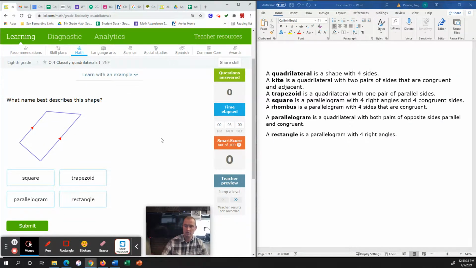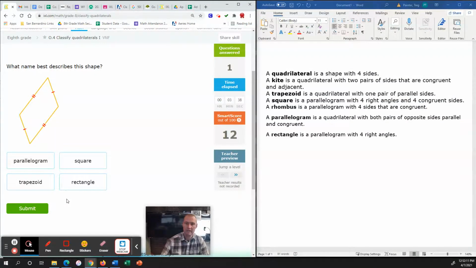So we're at IXL right now, smart score of 0. We're going for a smart score of 80, with 0 questions answered so far. All right, what name best describes this shape? Because it is a trapezoid, take a look at the definition: a quadrilateral with 1 pair of parallel sides. There's only 1 set of them. It's a trapezoid. Definitely not a square because all sides are not the same. It is a parallelogram, but that's not what best describes the shape. Because a trapezoid is more precise, we're going to go with trapezoid. And this is definitely not a rectangle.